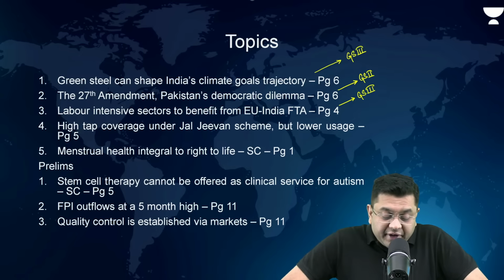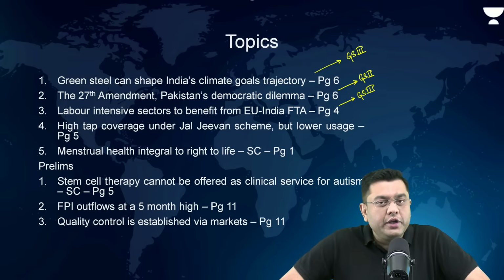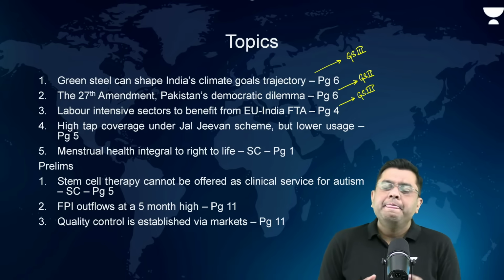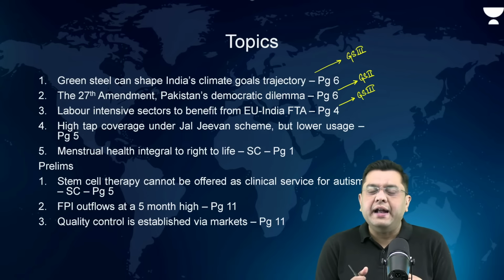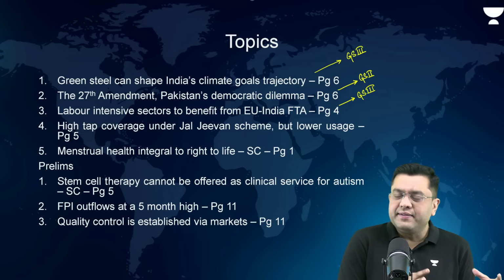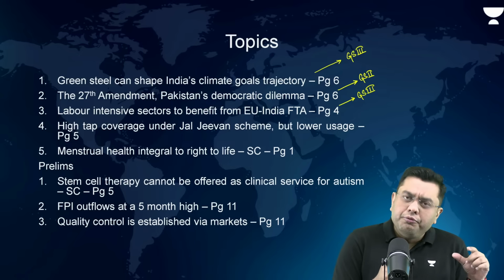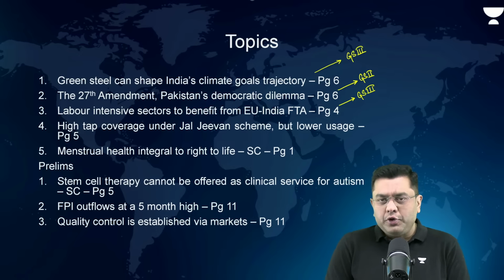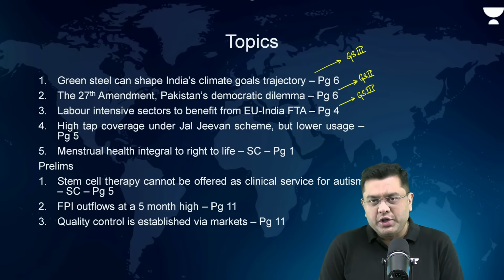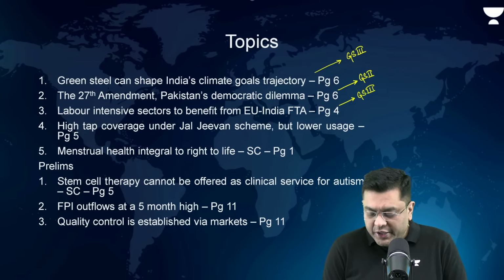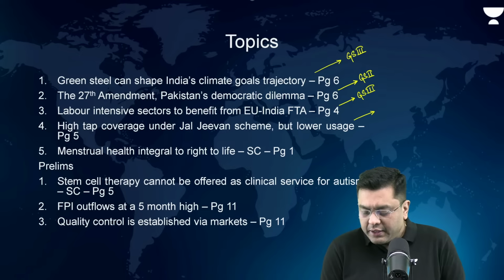Now, high tap coverage under the Jal Jeevan scheme, but lower usage. Now, a survey has been carried out about the Jal Jeevan mission, and it has found various different kind of results. In certain areas, the coverage is more. In certain areas, the availability of purer water is even less. So, with the help of this, we will take a larger view at what does Jal Jeevan mission indicate, what is that mission overall, and that can be important for your examination. This is also relevant for your GS paper 3.